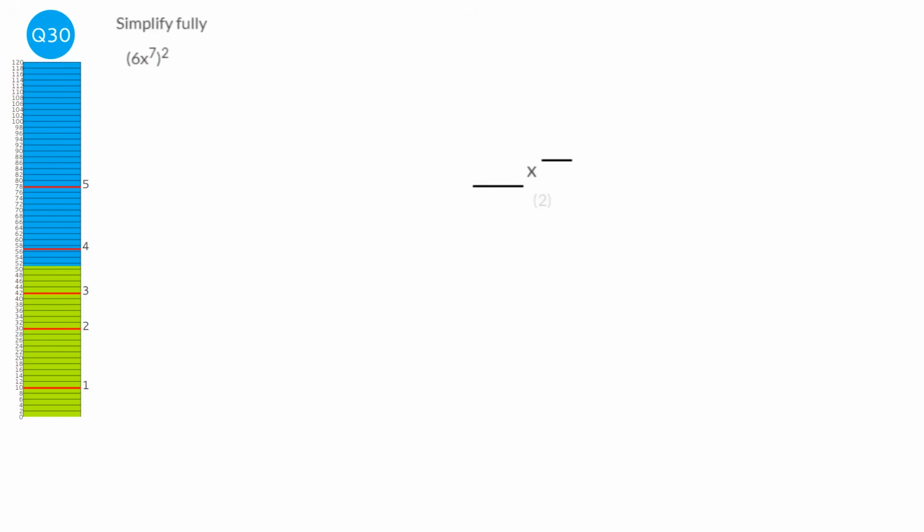When something is squared, you times it by itself. So another way of writing this is 6x to the power of 7 times 6x to the power of 7. The 6s can go together, and the x to the power of 7s can go together. And 6 times 6 is 36. And x to the power of 7 times x to the power of 7. When you times powers, you add them. So 7 plus 7 is 14.